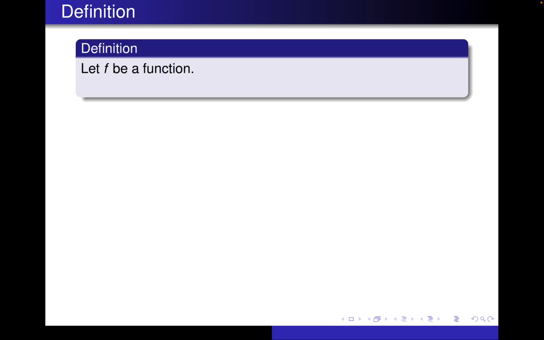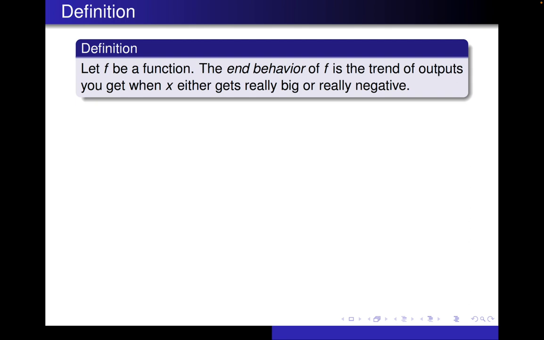Alright, so suppose we have a function f. The end behavior of f is the trend of the outputs that you get when x gets really big or really negative. So if we're thinking about our graph, we're thinking about x values that go way to the right, that's when x gets really big, and/or way to the left, that's when x gets really negative.